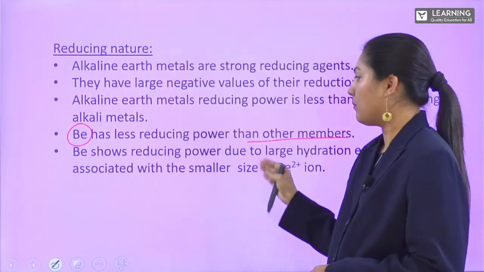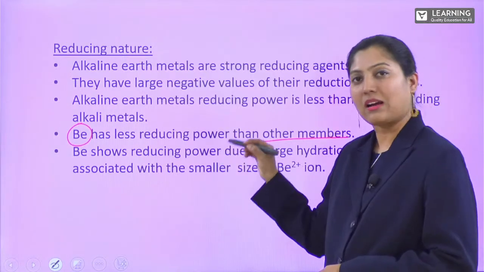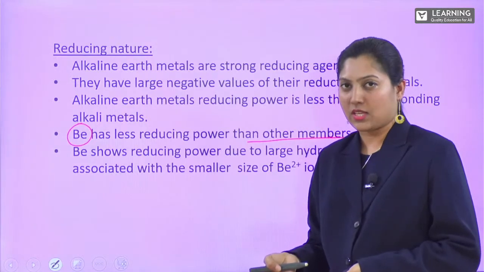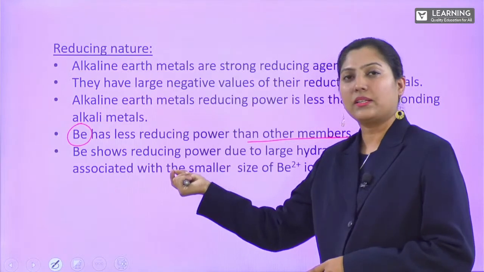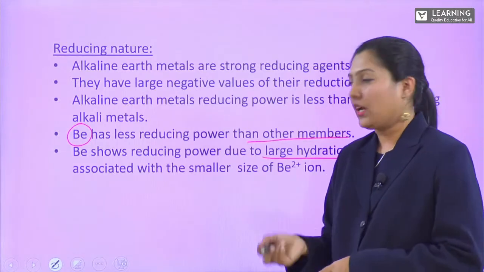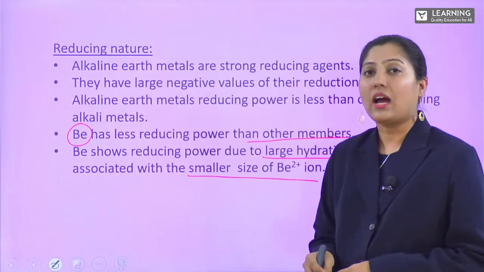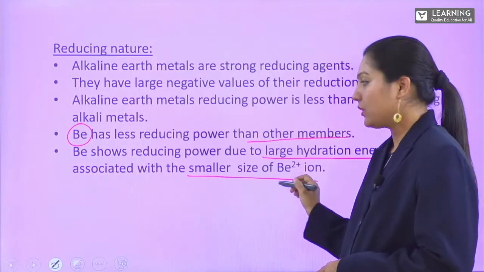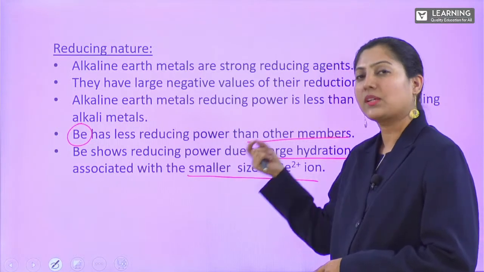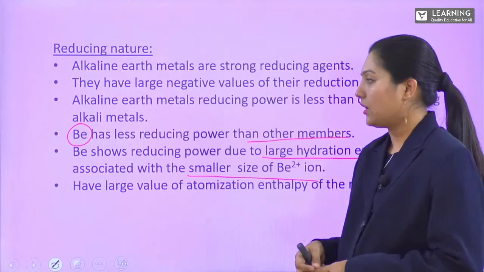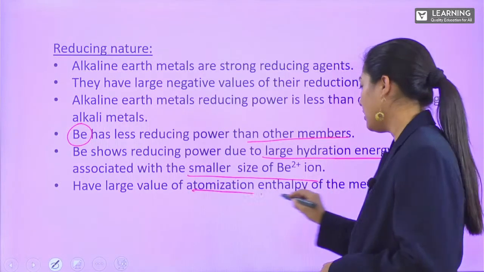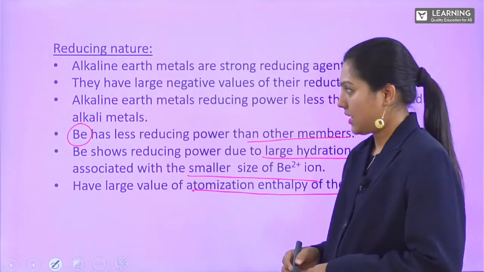Beryllium shows reducing power; it has a bit of reducing power. It is not at all non-reducing, we cannot say that. It has a little bit of reducing power. Why is it so? Because of its larger hydration energy associated with the smaller Be+2 ion. Even though it has less reducing power, why does it have that reducing power? Because it has a large hydration energy, and also a large atomization enthalpy. Hope you understand this, students.